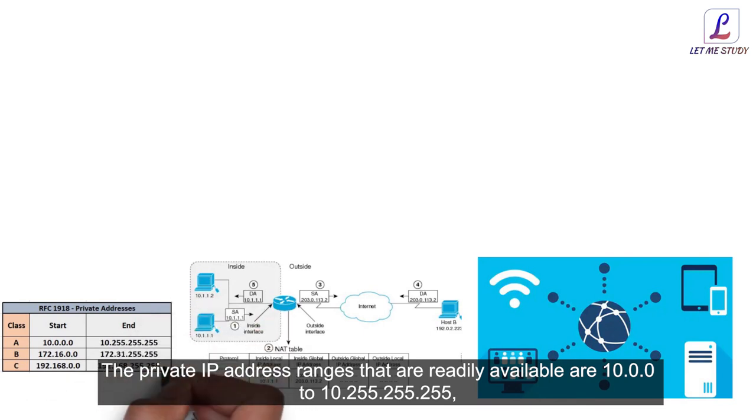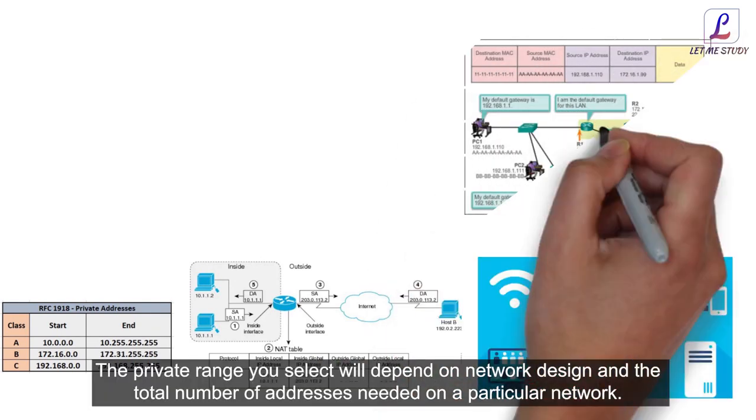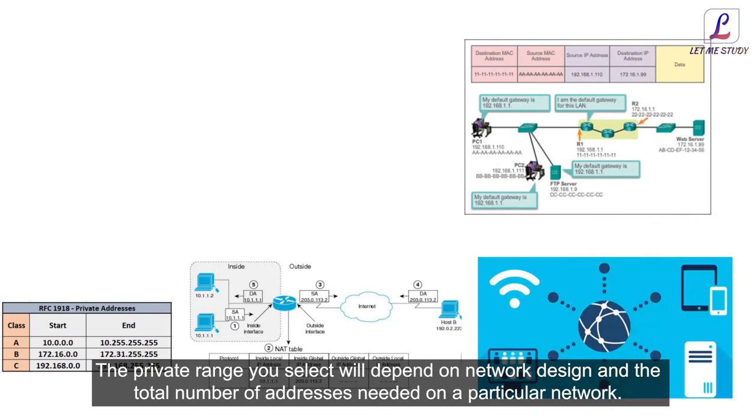10.0.0.0 to 10.255.255.255, 172.16.0.0 to 172.31.255.255, and 192.168.0.0 to 192.168.255.255. The private range you select will depend on network design and the total number of addresses needed on a particular network.